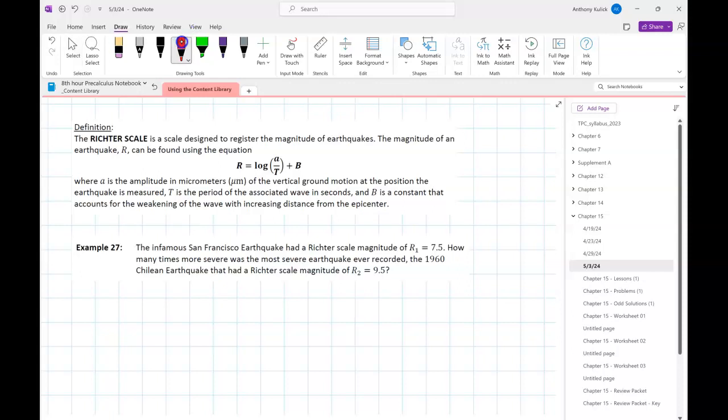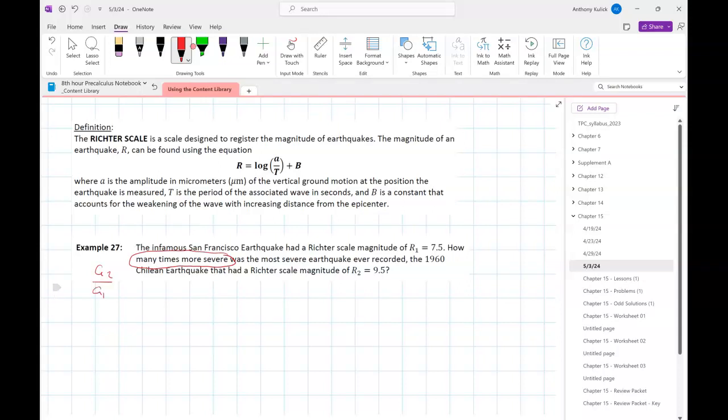All right. So, example, the infamous San Francisco earthquake had a Richter scale magnitude of 7.5. How many more times severe was the most severe earthquake ever recorded? The 1960 Chilean earthquake that had a Richter scale magnitude of 9.5. I think we learned about that one too. Really? Just a little, man.